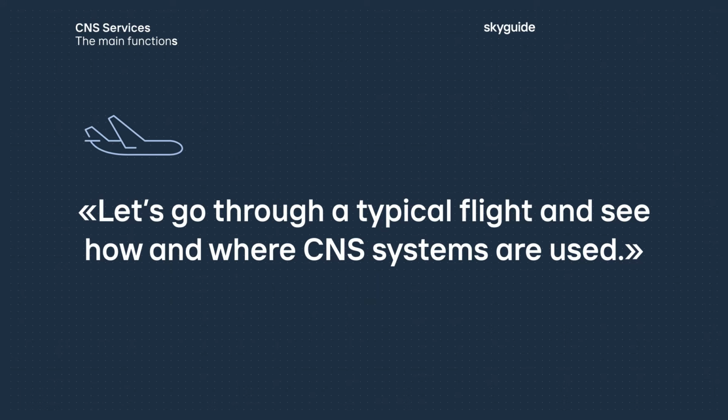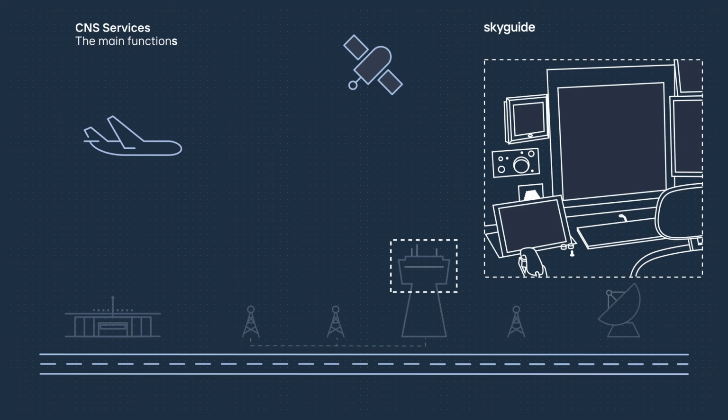Let's go through a typical flight and see how and where CNS systems are used. En route, the aircraft often uses satellite navigation, but it can also fail, for example, due to solar wind disturbance in the ionosphere or other electromagnetic interference.